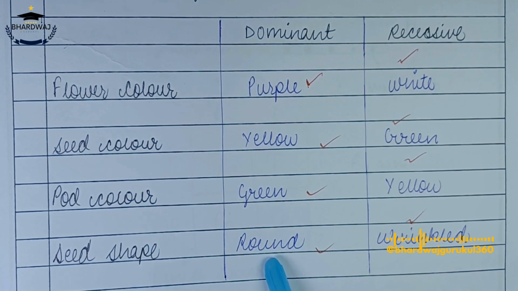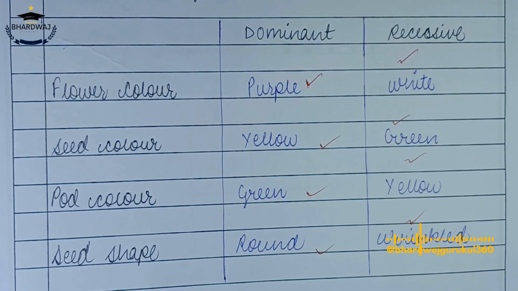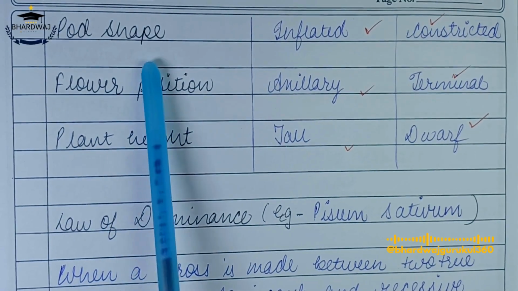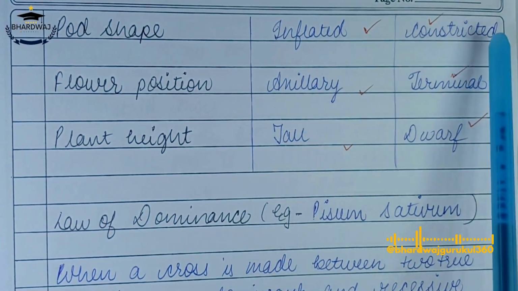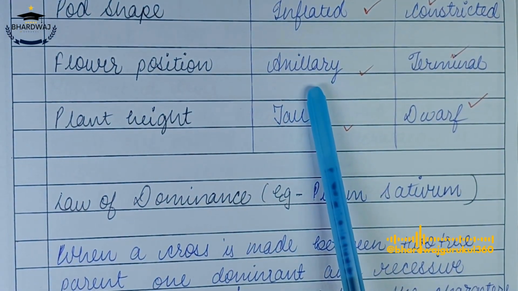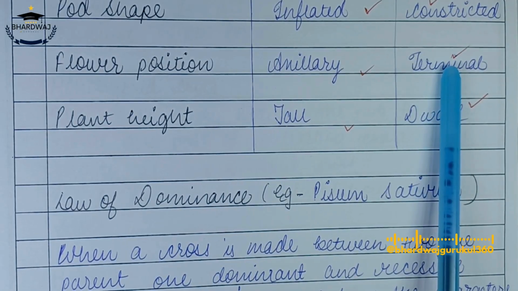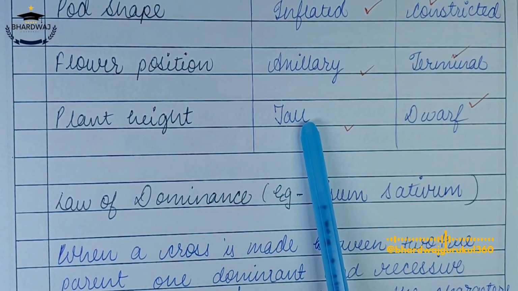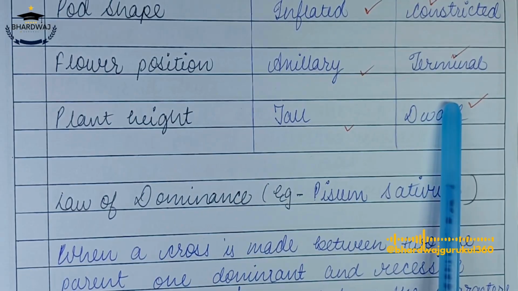Seed shape, round is dominant and wrinkled is recessive. Pod shape, inflated is dominant and constricted is recessive. Flower position, axillary is dominant and terminal is recessive. Plant height, tall is dominant and dwarf is recessive.